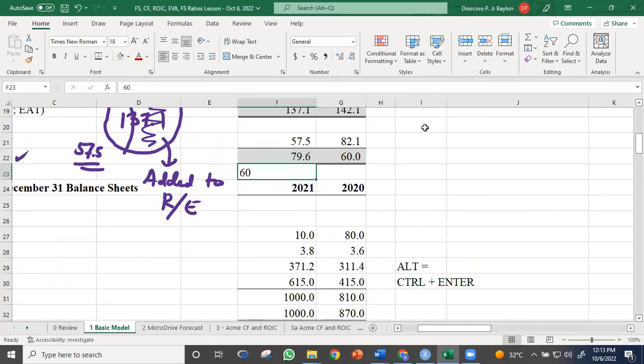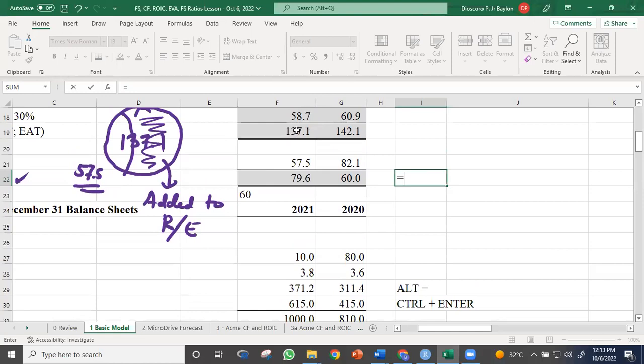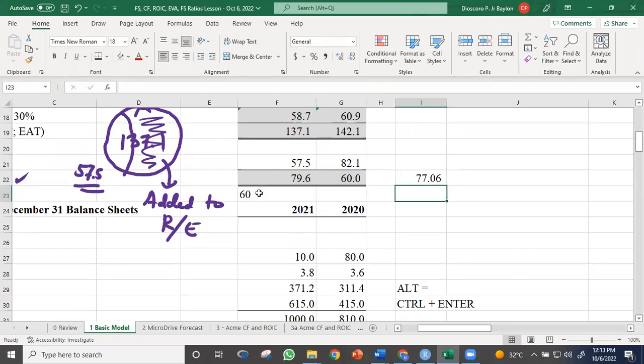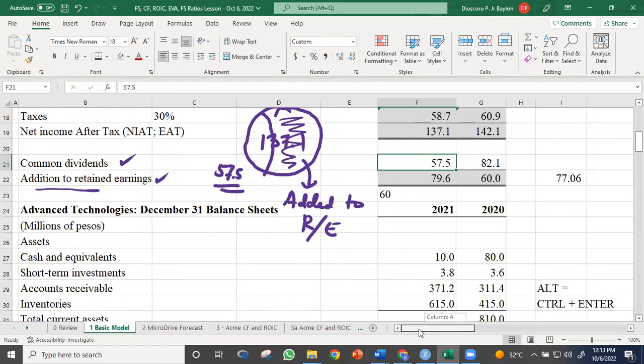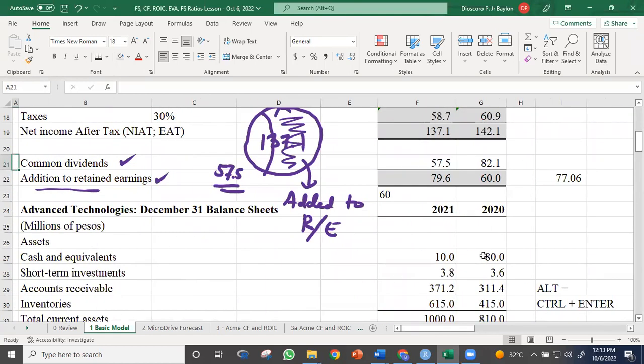So if this is 60, then this should be equal to this one minus this one. Okay, let's correct this, class. So the dividends distributed was 77.06 or 77.1.